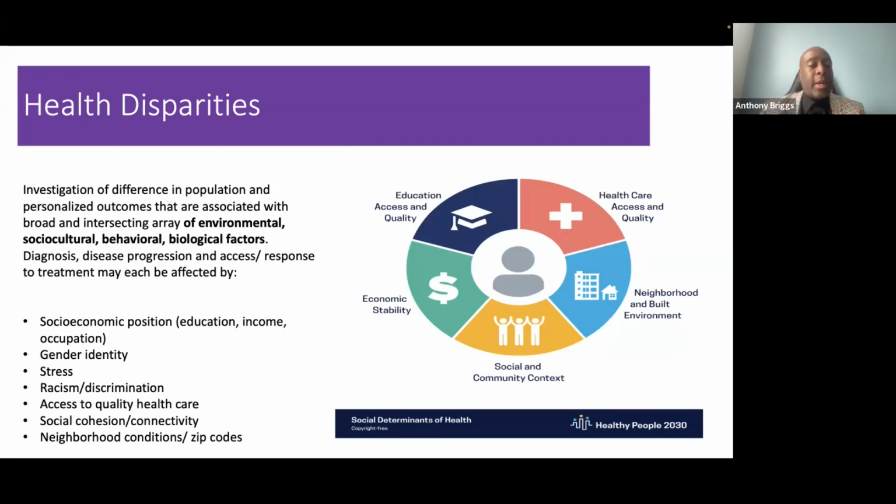Then there's access to quality healthcare. Do you have access? Do you have insurance? Do you have somebody to take you to the physician or healthcare provider? All these things to consider. Social cohesion, connectivity: do you have a community that you can go to, where you have community engagement, that you can have some type of stimulation? And then there's neighborhood conditions or zip codes.